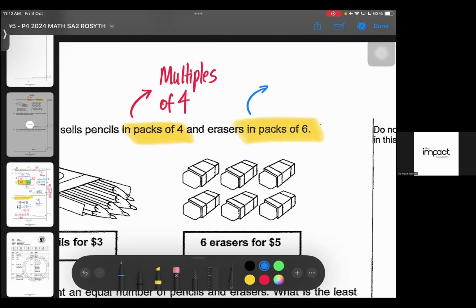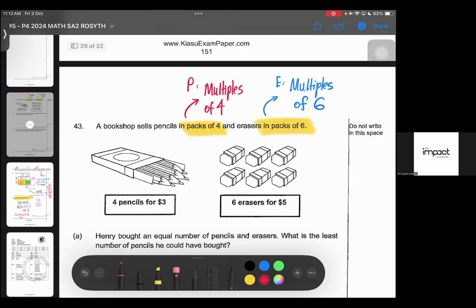Of course, in packs of 6, 9 pencils you can't. Correct. For erasers, you can only buy them in multiples of 6. And for pencils, it's going to be multiples of 4. So like what he said, can you buy the pencils in multiples of 4? Yes or no? Yes. But can you say I have 19 pencils? It's not possible, because 19 is not a multiple of 4.